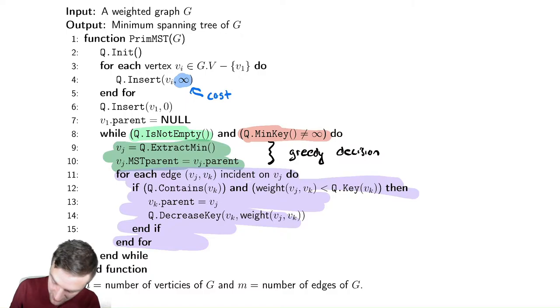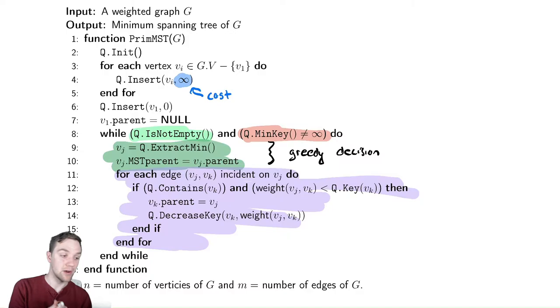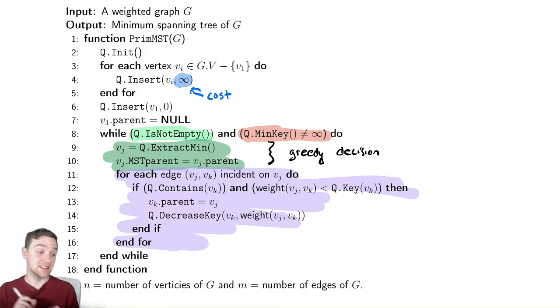So if V sub K still needs to be added, and the weight we just found is less than the key, then we would need to decrease the key for V sub K and update the parentage, just like we saw before. It's just a more efficient way of storing and accessing the data, but it is exactly the same as before. It remains to be seen, what is the runtime?